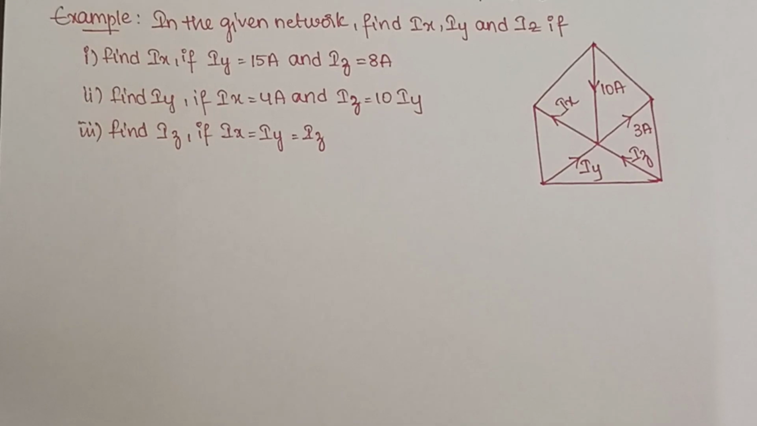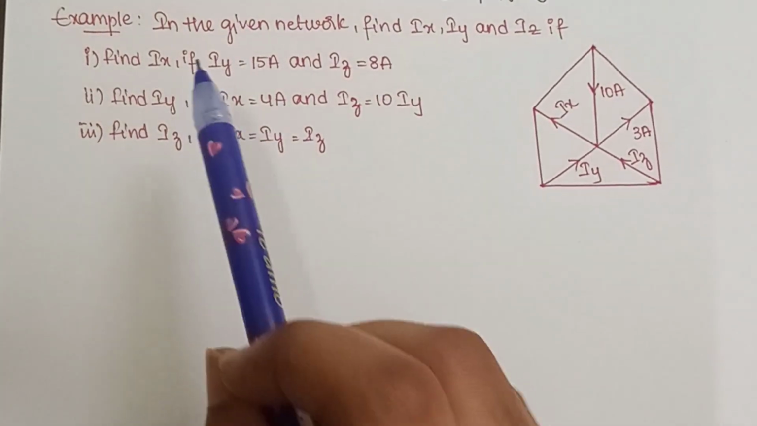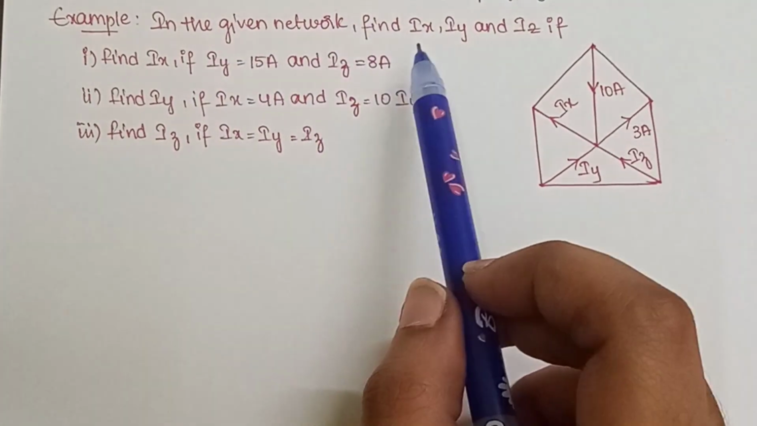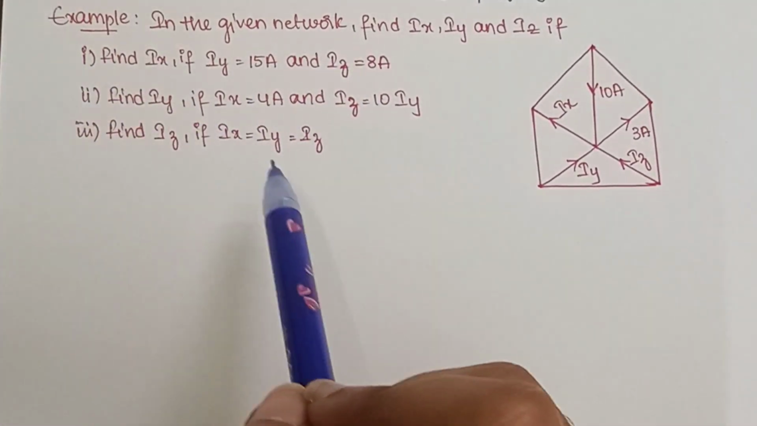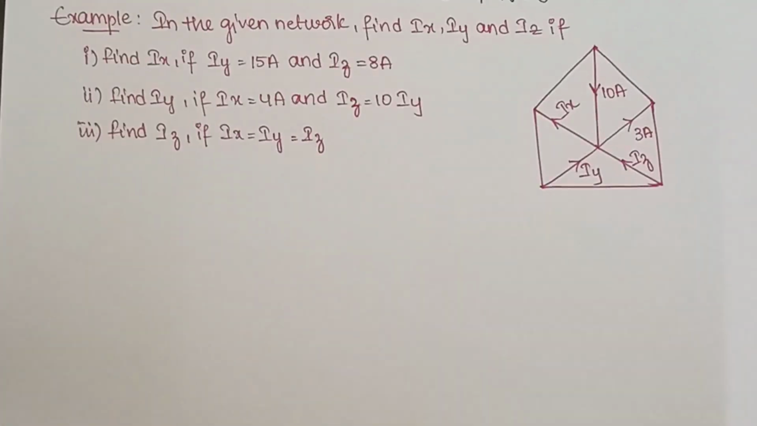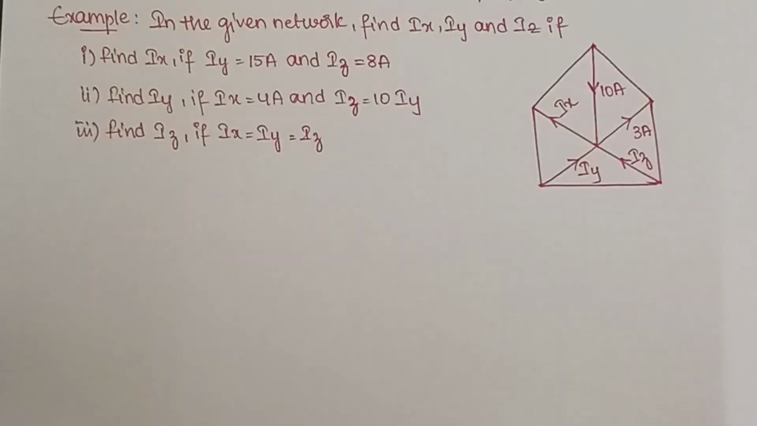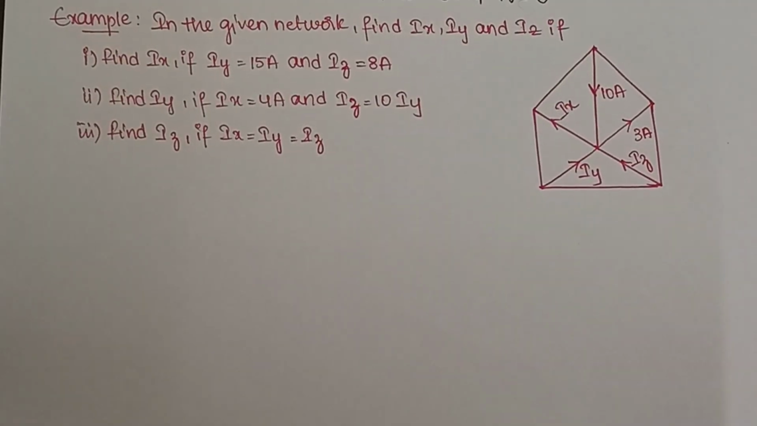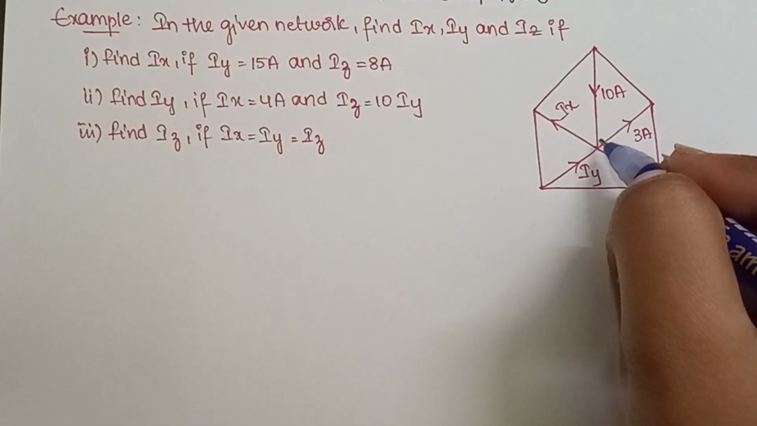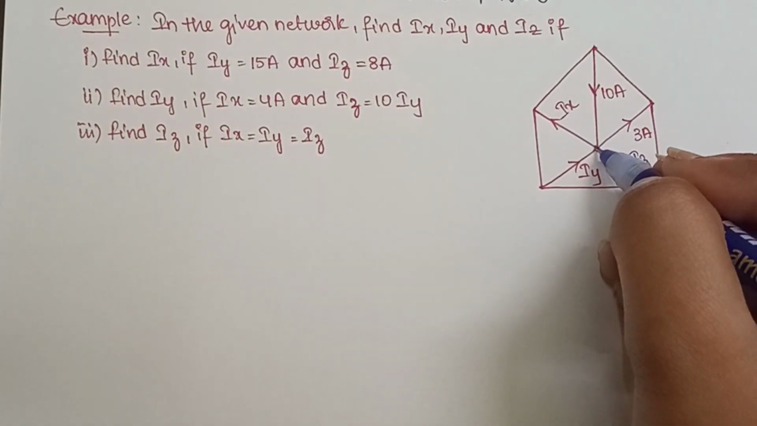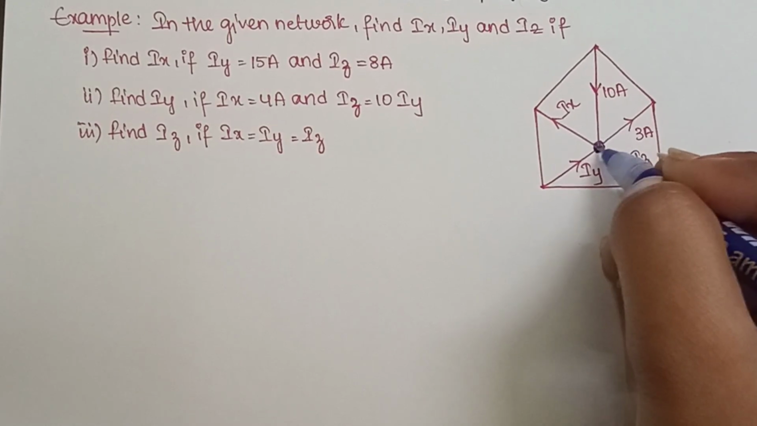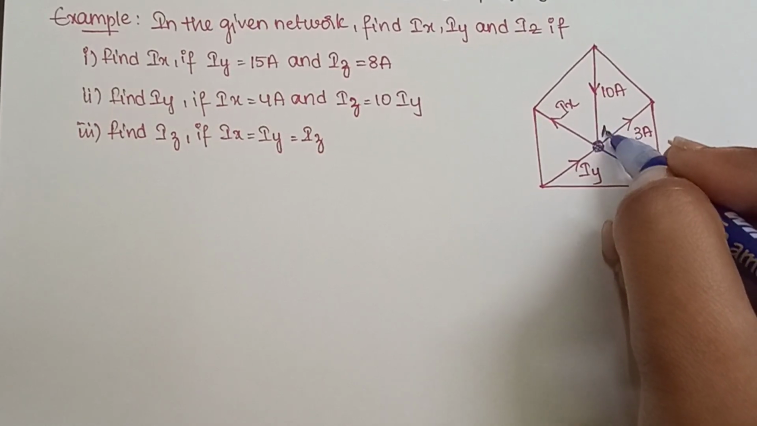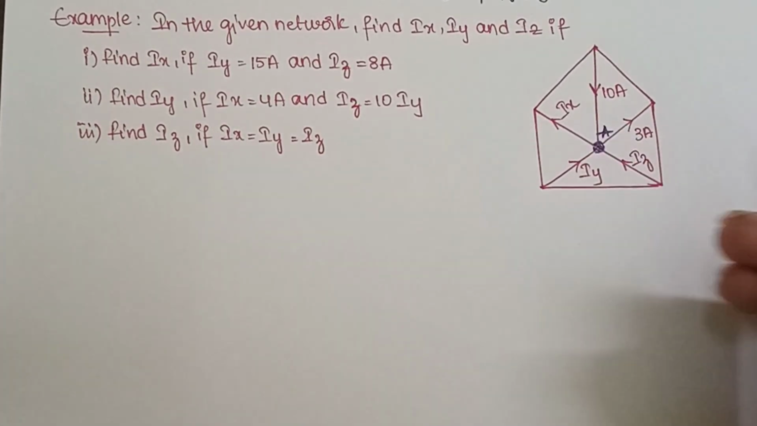Now let's see an example for KCL. In the given network, find Ix, Iy and Iz, for the three conditions they have given us. So this is the network given. First we need to notice what the junction is in this particular circuit. The points where all the branches meet is called a junction, right? So this point is our junction. Let's name it A.